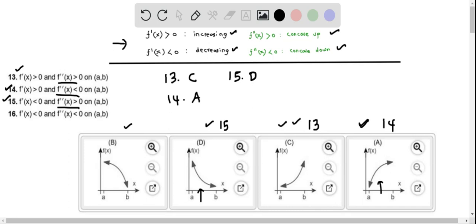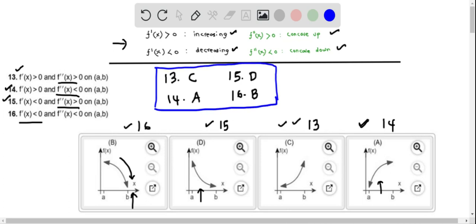And finally, for question 16, obviously it has to be B. However, let's also verify that. That is, the first derivative is less than 0, so it is decreasing. And then the second derivative is less than 0, so it is concave down. So this is part of the concave down graph. So therefore, for question 16, the graph in part B is the correct graph. Thus, we have determined all the conditions and matched them with the corresponding graphs.